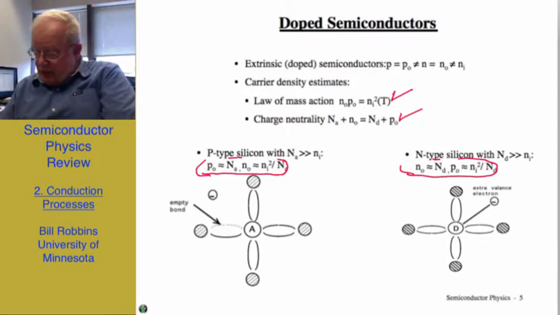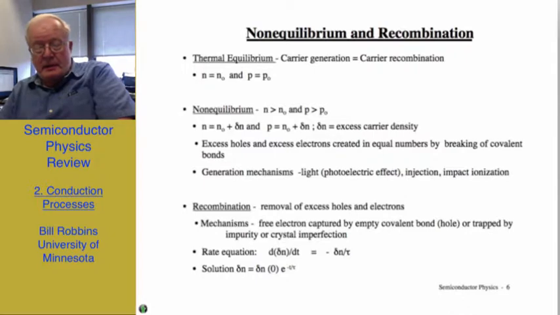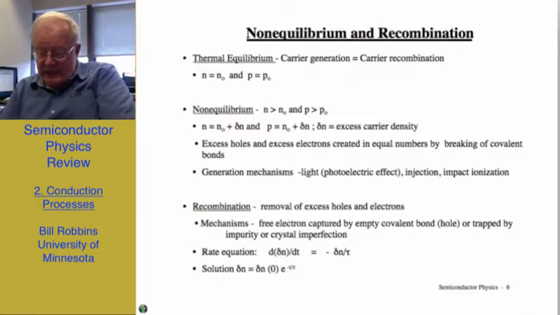So far I have been describing the semiconductor in thermal equilibrium, where the generation rate of free carriers is balanced by mechanisms which cause them to disappear or recombine. And we have a steady state situation where n is equal to n0 and p is equal to p0.